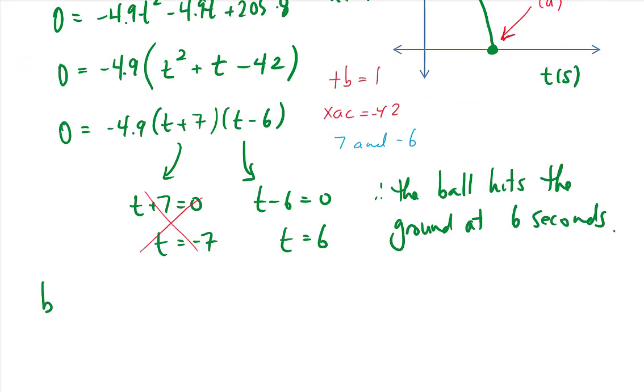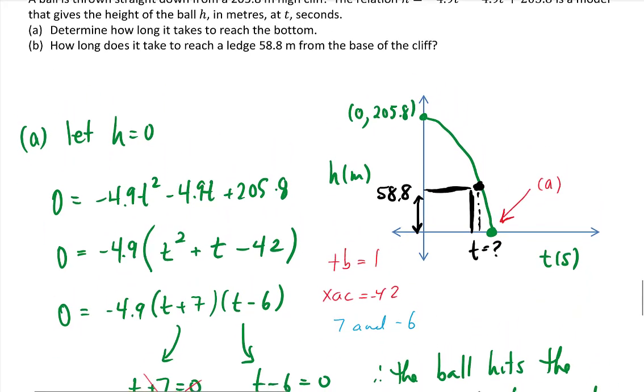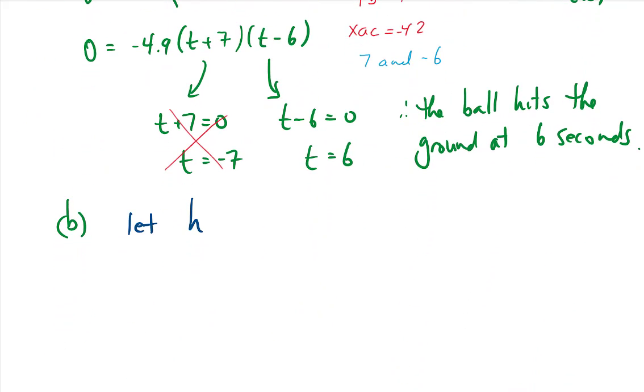All right, part B. Let's go back up and read it. How long does it take to reach a ledge that's 58.8 meters from the base of the cliff? So let's say there's a ledge sticking out here. It's 58.8 meters high. We want to know what this time would be. How long would it take to reach that point? So in this case, we're going to let the h, or the y, equal 58.8.